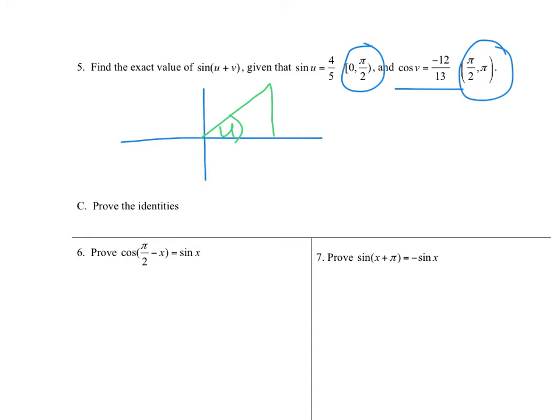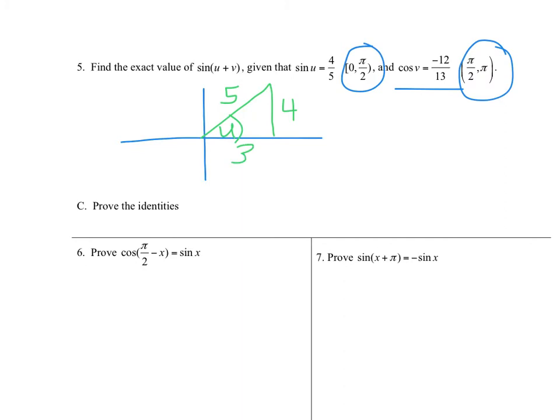So here's angle U. They tell me that it's in quadrant 1. So the sine of U is 4/5. That means that opposite is 4. Hypotenuse is 5, and then what would the adjacent side be? 3. Yes, that's very fast. Good job. It's the old 3, 4, 5 triangle.